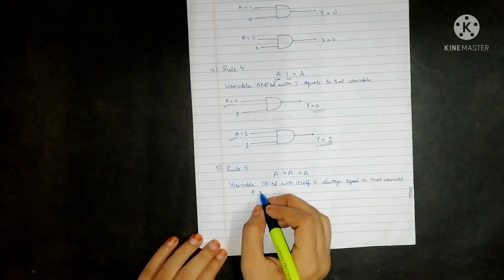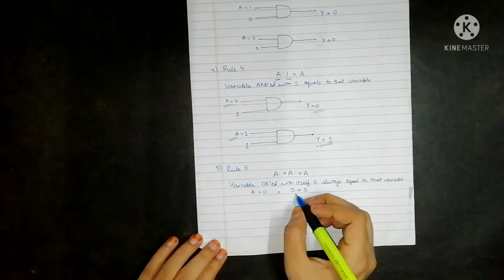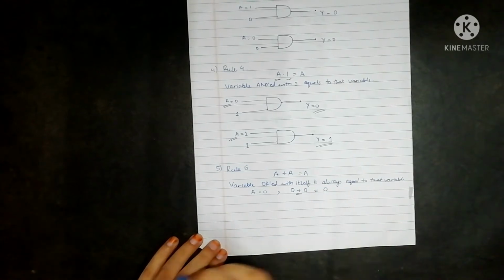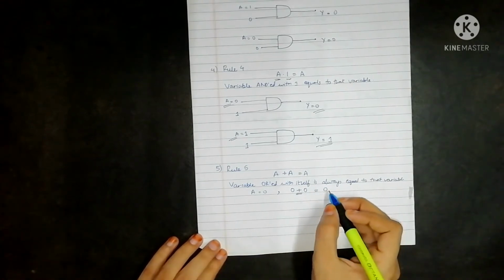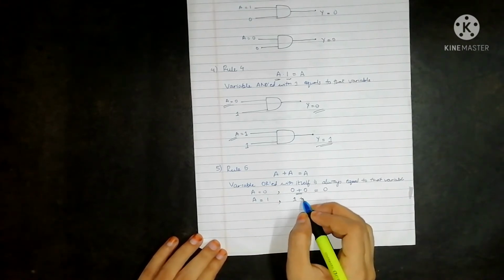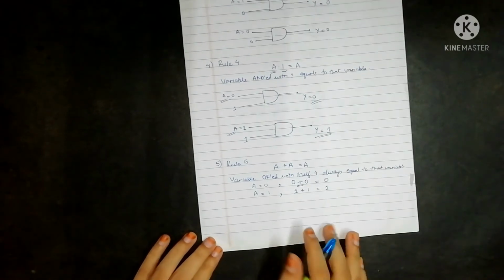Suppose A is equal to 0 and the variable is getting ORed with itself, that is we are adding the variable with itself, then I am going to get the same variable, that is 0. 0 plus 0 is 0. The variable is 1 and I am ORing it with itself, that is 1 plus 1, so the output is again going to be 1.